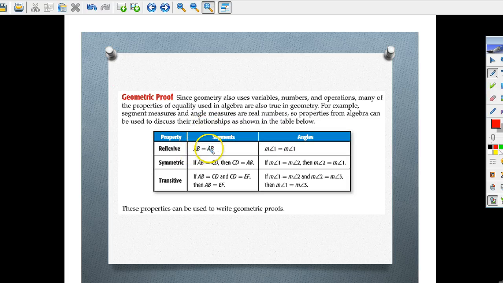So AB equals AB, reflexive. Same thing if it's talking about angles, measure of angle 1 is equal to measure of angle 1. Anything that's related to segments will be the same as angles that we use in algebra. We're just going to use that same thing for segments and angles in geometry. So these properties can be used to write geometric proofs.